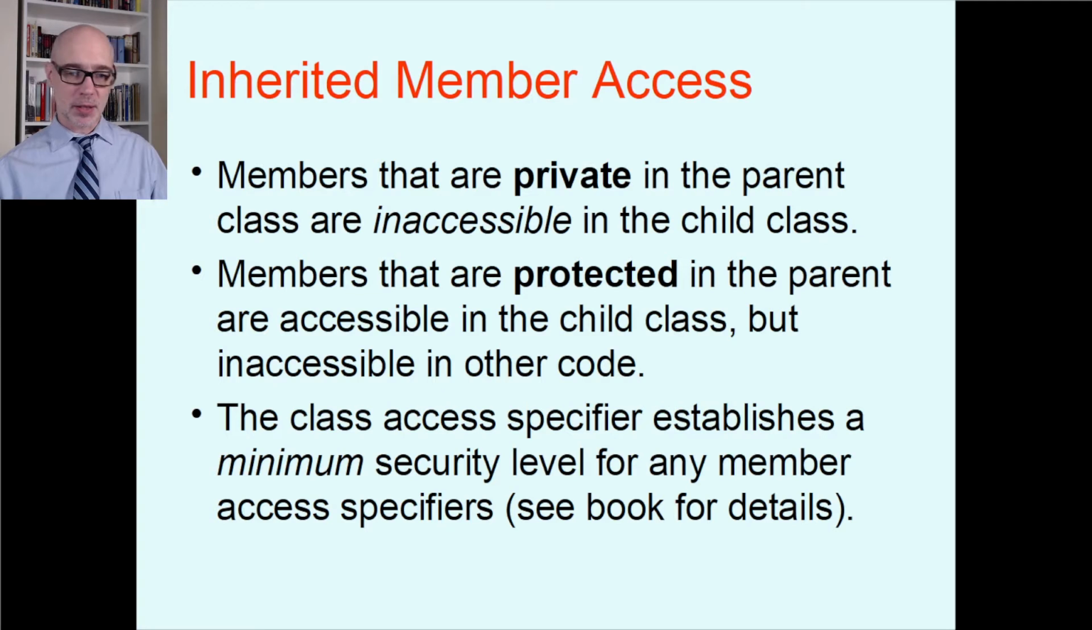But if you make the class access specifier protected, then everything's at least protected, if not more secure than that. So stuff that was public in the parent is now protected in the child. And stuff that was protected in the parent is now protected in the child as well, okay? But if you make that class access specifier private, now everything becomes more locked down. It all becomes private. Public in the parent class is now private in the child. And protected in the parent class is now private in the child as well. It's all locked down more. Of course, stuff that was private in the parent is always totally inaccessible no matter what.